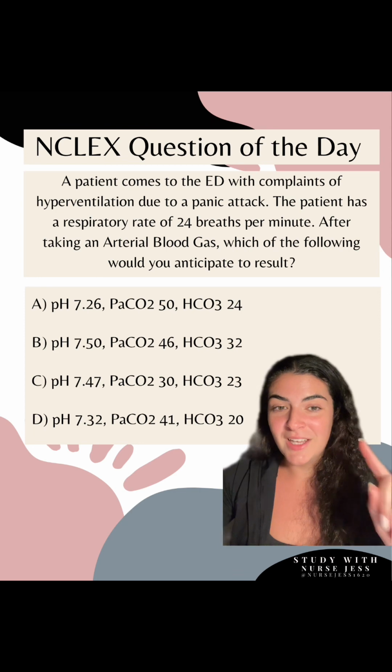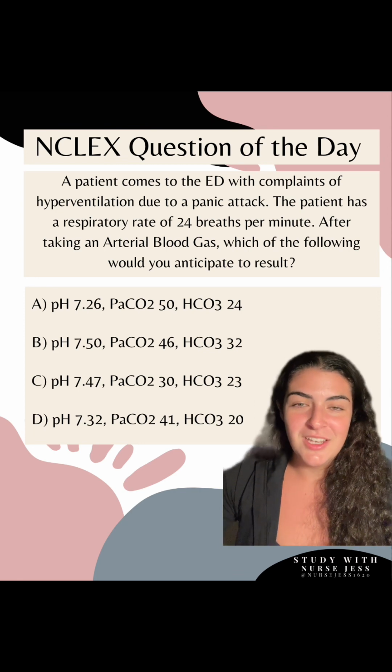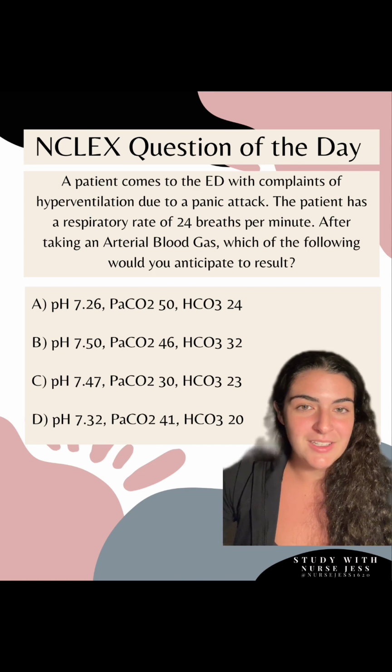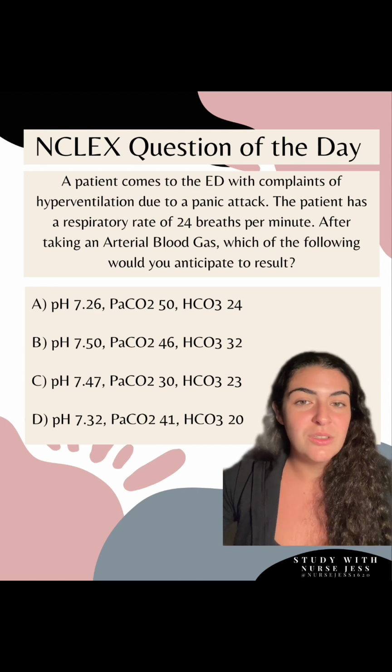Now, let's tackle this NCLEX question of the day on ABGs. A patient comes to the ED with complaints of hyperventilation due to a panic attack. The patient has a respiratory rate of 24 breaths per minute. After taking an arterial blood gas, which of the following would you anticipate to result?